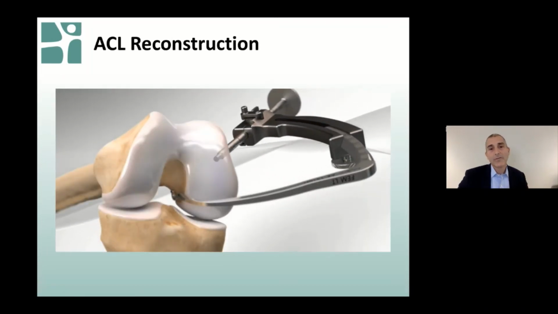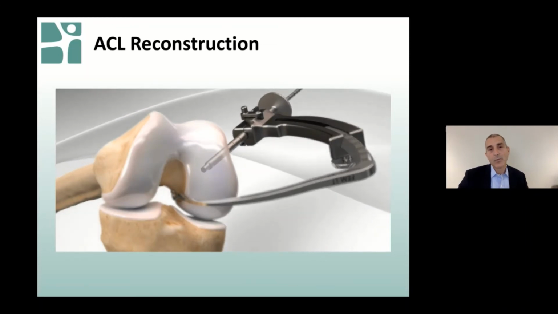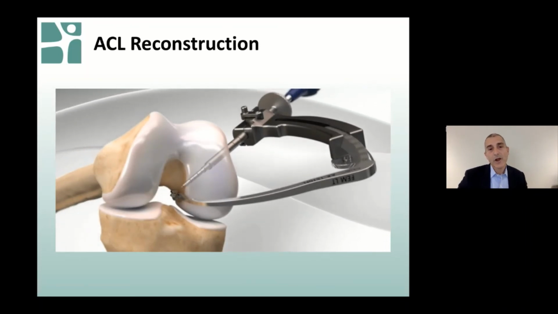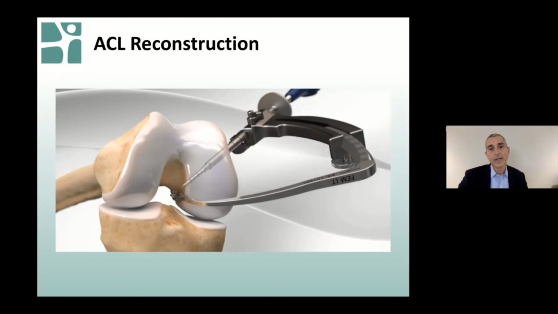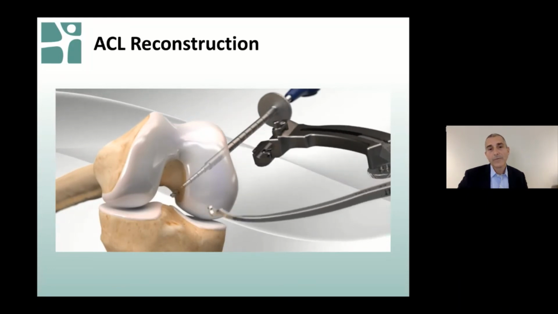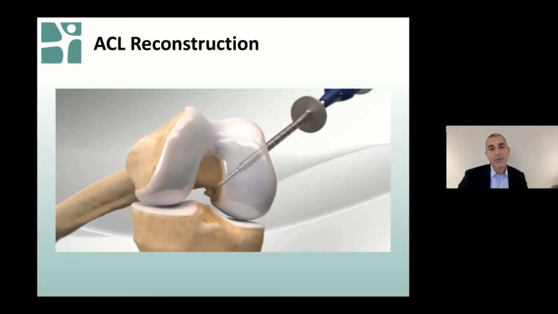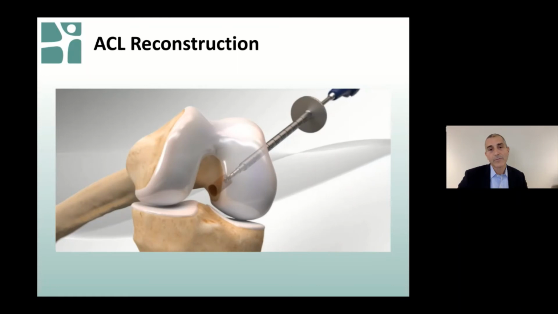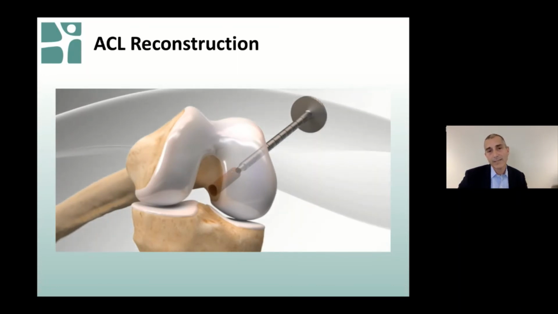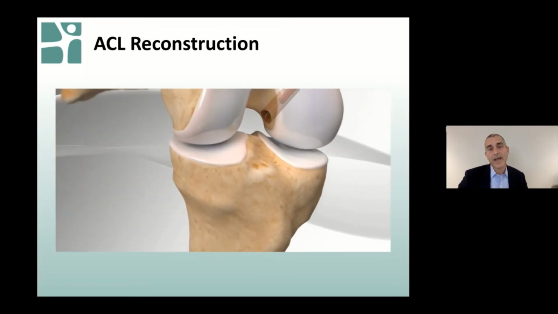This is an example of one way we do this operation, a way that's commonly used, where we use a targeting device to drill a socket in the bone. We first use the targeting device to place this thin guide wire, and once we're satisfied with the placement, the tip of the guide wire actually flips on itself and becomes a reamer, and we can use that reamer to create a socket of the appropriate depth and diameter to fit our graft.